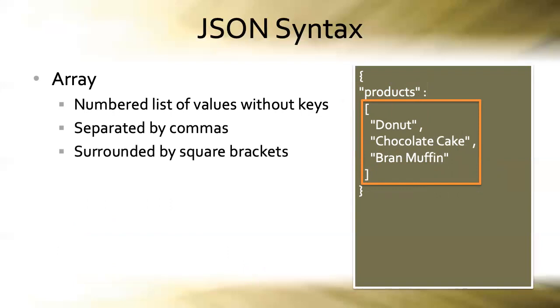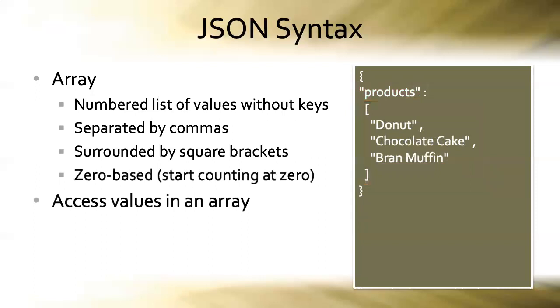The numbers aren't in the code, but us humans instinctively number items in a list. Donut is the first product in this list, right? And bran muffin is the third. However, in JSON, arrays are 0 based, which means we start counting at 0 rather than 1. Therefore, donut would be at index number 0 and bran muffin would be at index number 2.